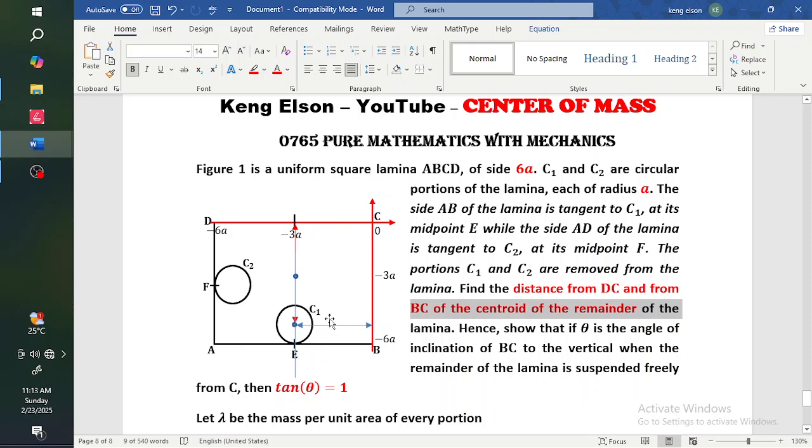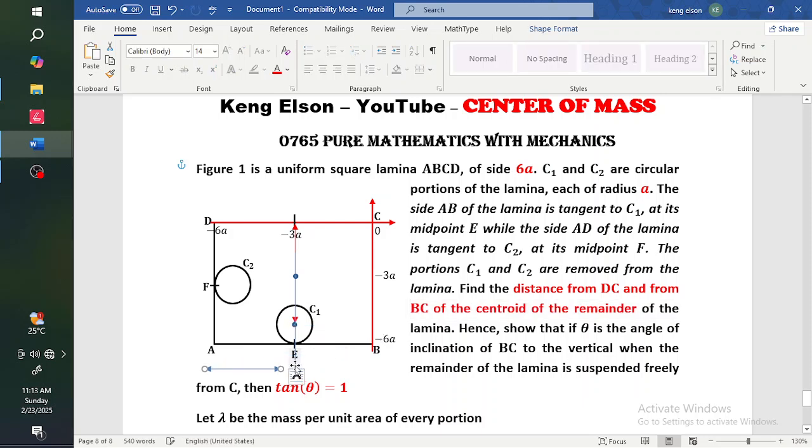Now let me shift this one to one corner. Let me remove this as well. Let me also remove this center. Voila. So we need this vertical distance here. The distance from the center of mass of C1 to DC is going to be negative because it is below DC.